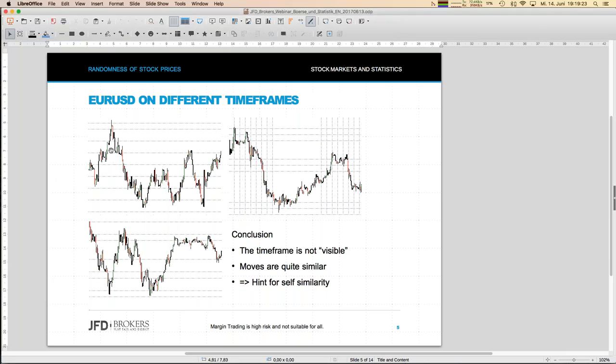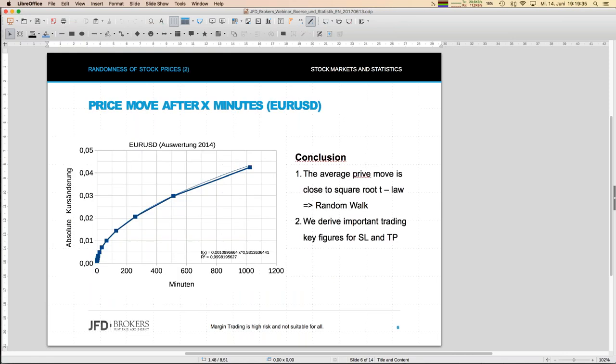And even what you see here, that we have similar kinds of up and down movements on all the time frames, brings us to the next question: what is a typical price change after some minutes or hours and so on? Sorry for a few German words here, but it's not that important, though they are within the chart.